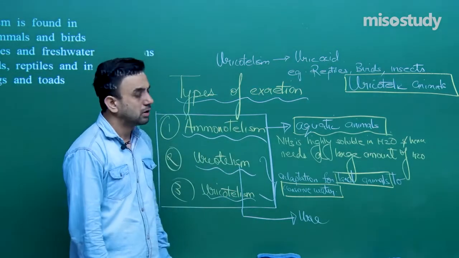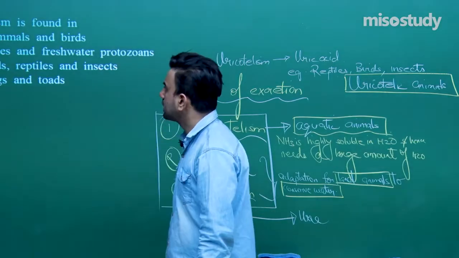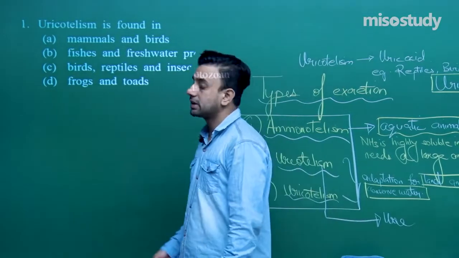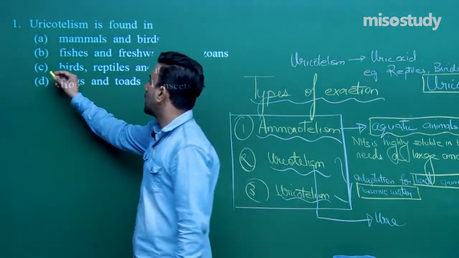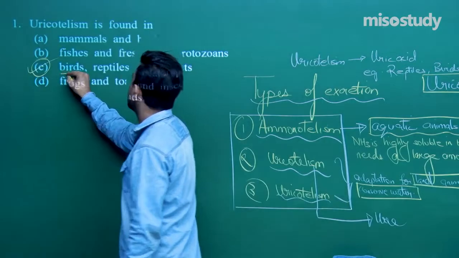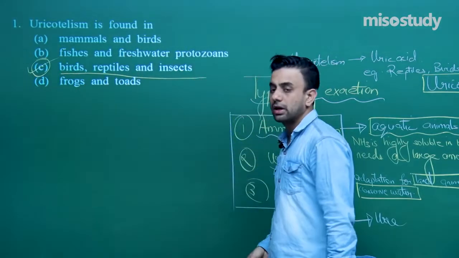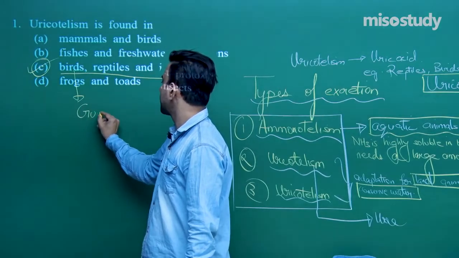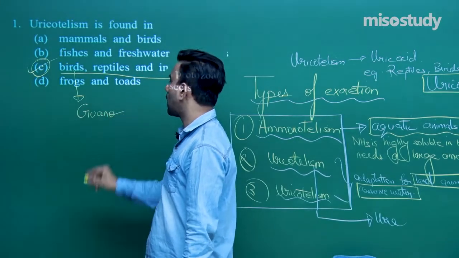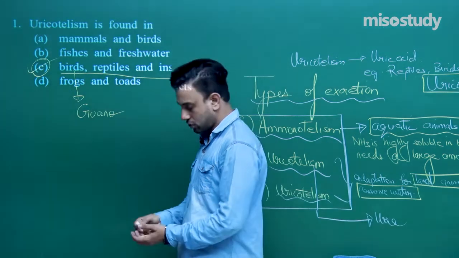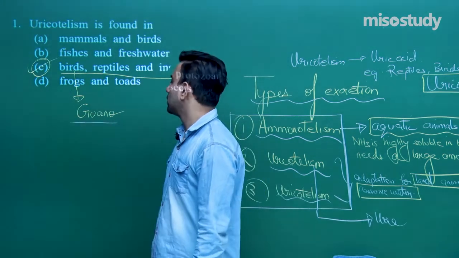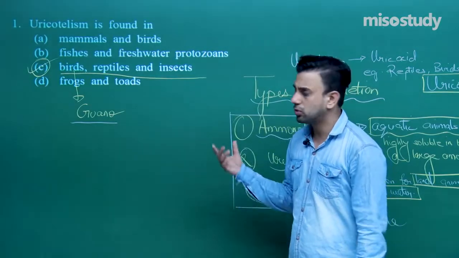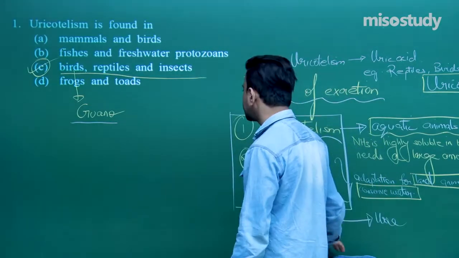Right? Now let us come to our question. What does it say? That uricotelism is found, and as I said, uricotelism is found in birds, reptiles and insects. The droppings of birds are called guano, GUANO, which is a highly concentrated form, and it's the uric acid, right?